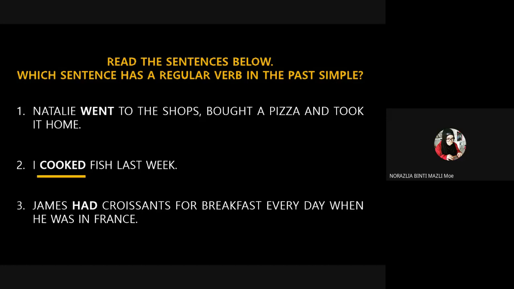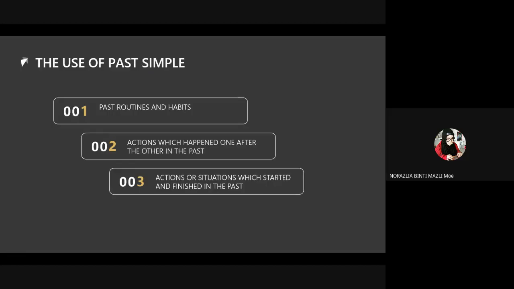Okay, continue now. These are the notes for the use of past simple. You can see this in your book, page 21 again, Question B. The use of past simple. There are three usages of past simple. First, past routines and habits, which I repeated earlier. Number 2, actions which happen one after the other in the past.